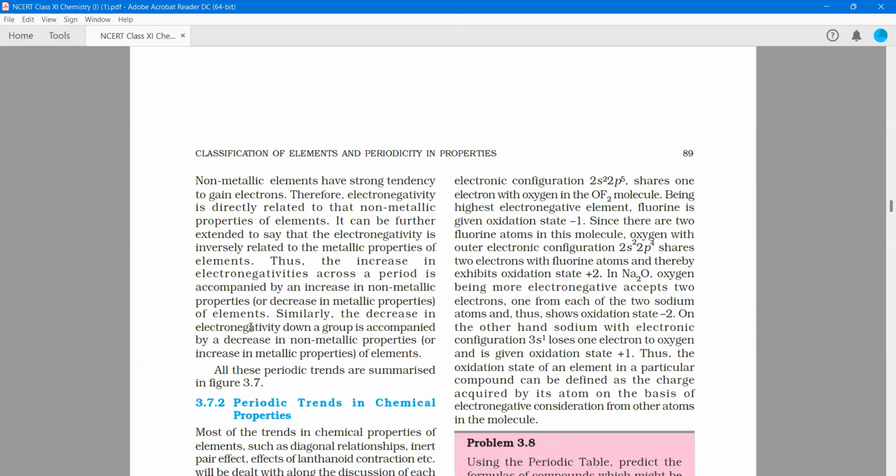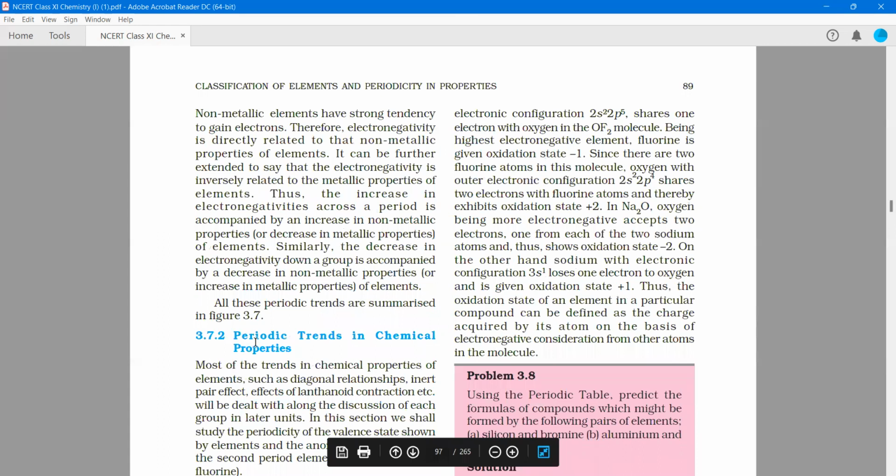Now again we will be starting with a different topic, periodic trends in chemical properties. Till now we studied all the physical properties and their periodic trends. In the next lecture we will be studying the periodic trends in chemical properties.